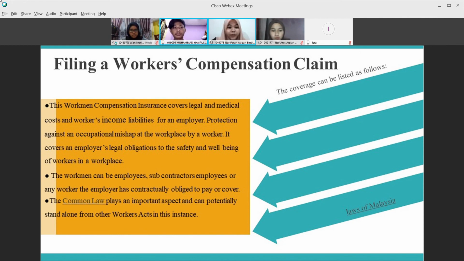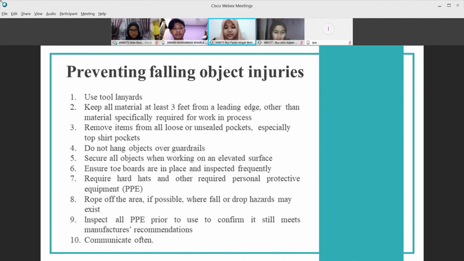The workmen can be employees, subcontract employees, or any worker that the employer is contractually obligated to pay or cover. The common law plays an important aspect and can potentially stand alone from other workers' acts in the instance.